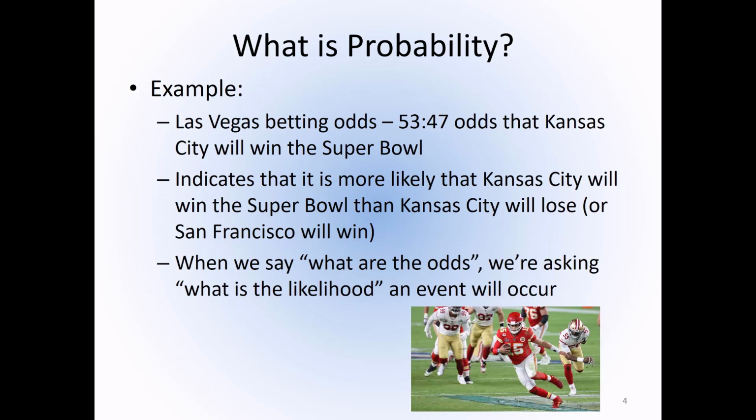Sporting events are great in thinking about probability because oftentimes there's some type of odds that are placed on the teams as far as their likelihood to win or to lose. And so the previous Super Bowl, we saw that Kansas City was favored to win, and so the odds or the probability that Kansas City would win were greater than the probability or the odds that they would lose. And so when we're thinking about what the odds of something are, we're asking what's the likelihood or the probability that a particular event is going to occur.